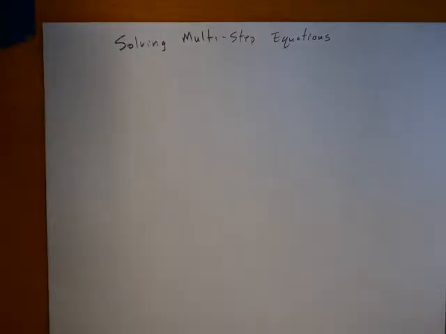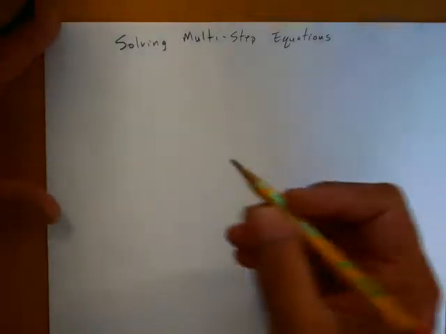Good morning, everybody. We're going to be moving on now into solving multi-step equations. These are just a natural extension of the equations we've already been solving, which we usually call two-step equations. Now, there's going to be a couple of new skills involved in a multi-step equation. The first one is called combining like terms.